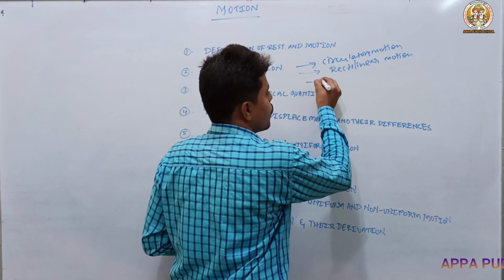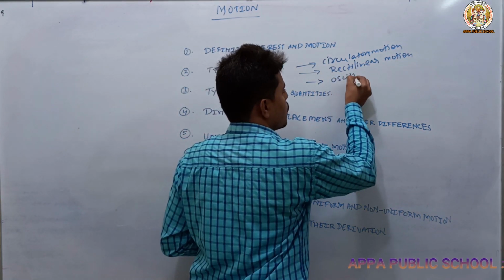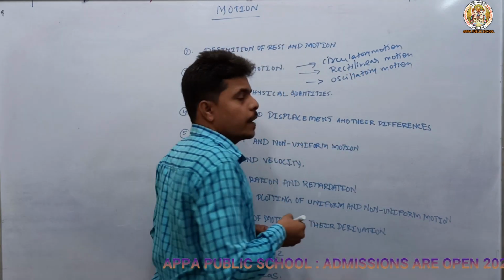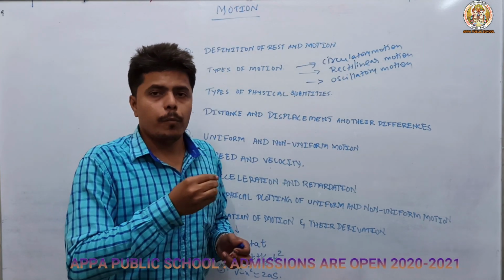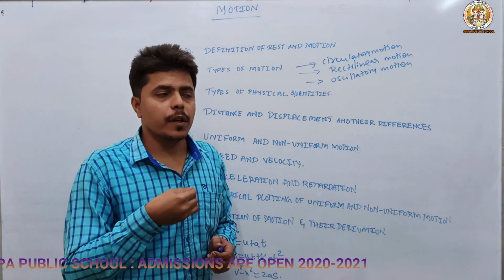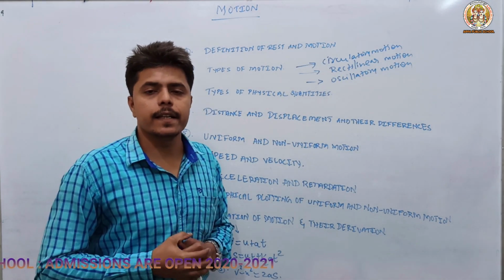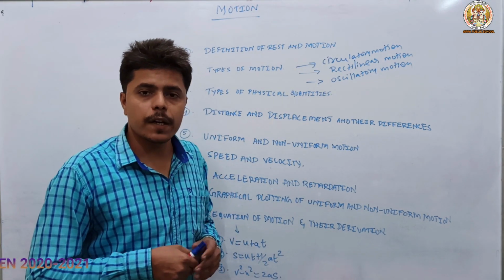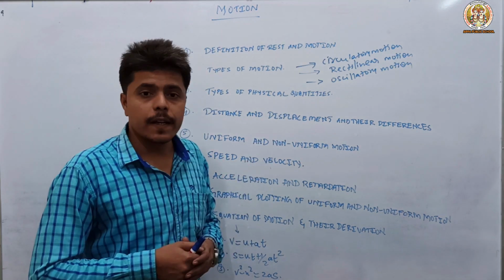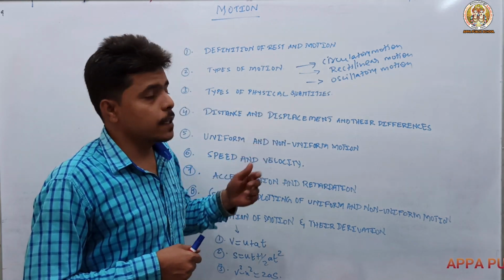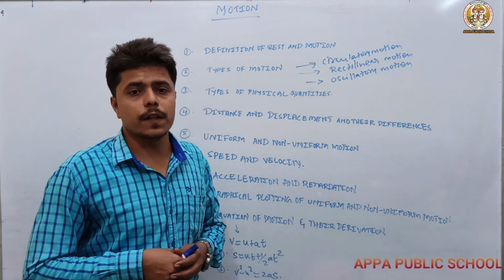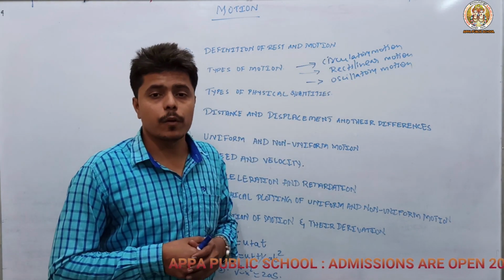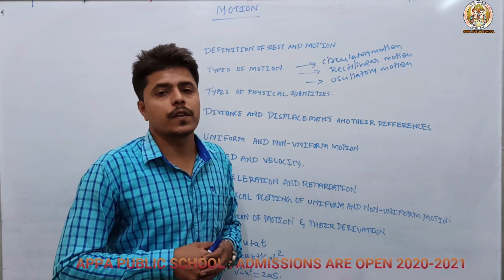Next is oscillatory motion. Oscillatory motion means the bob of a watch moving to and fro, we can say it is in oscillatory motion. So these are the three types of motion: circulatory motion, rectilinear motion and oscillatory motion. There are many types of motion in this world; these are three simple examples.